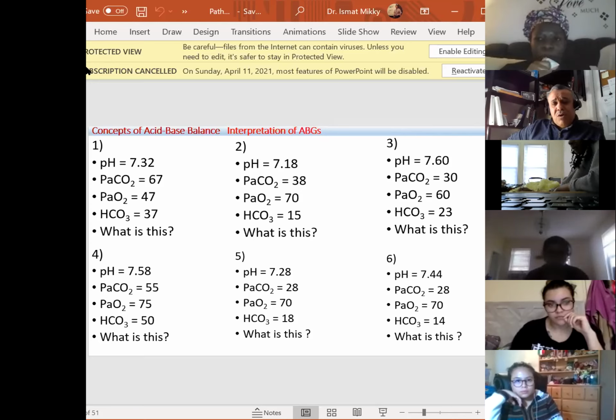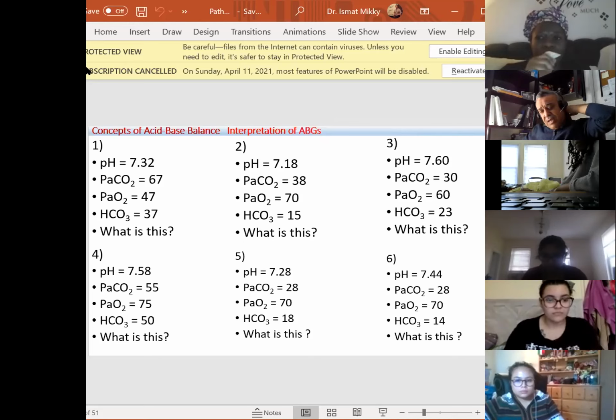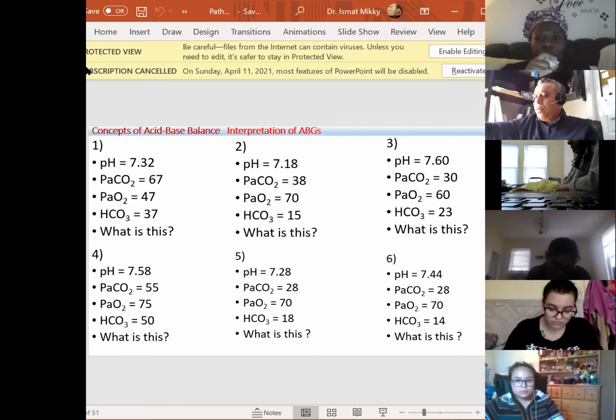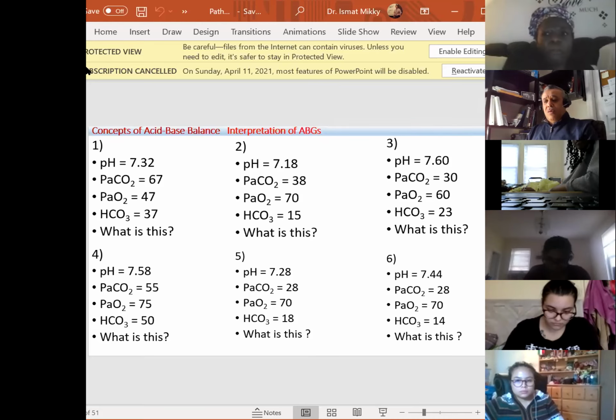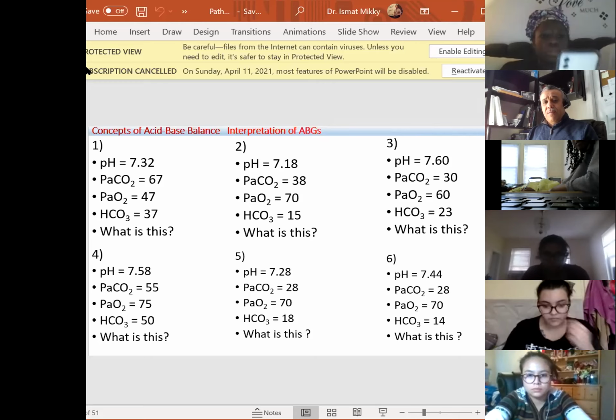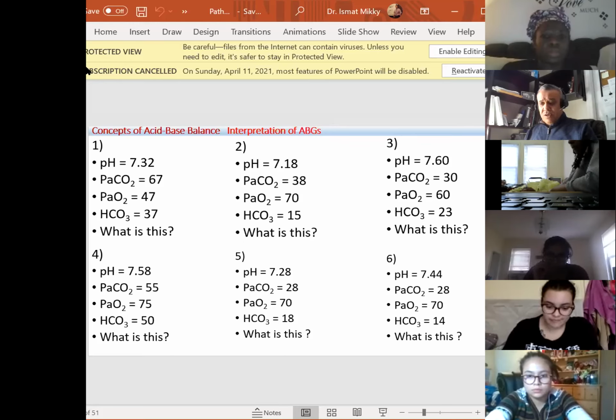Just try. We'll analyze it together. Okay. I'll volunteer. Go ahead, Amy. All right. So the pH is acidic, 7.18, less than 7.35, acidic. I don't know the ranges for the CO2. The PaCO2 35 to 45. So is it out of range or within range? Within range. Good.